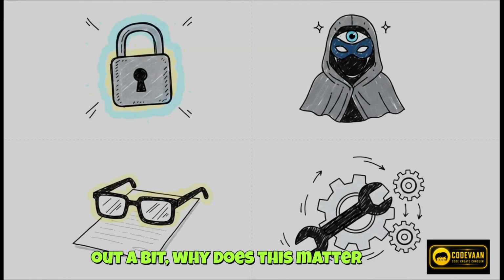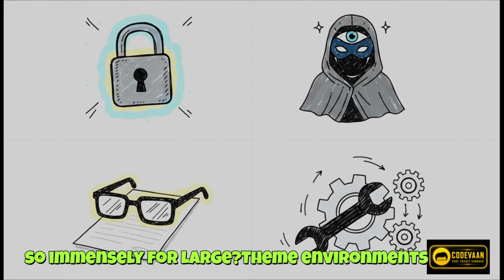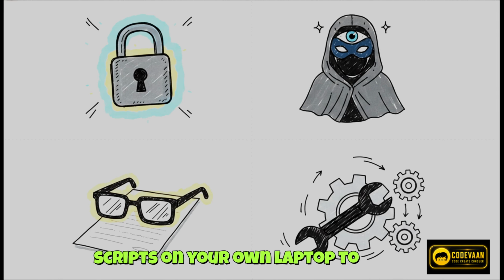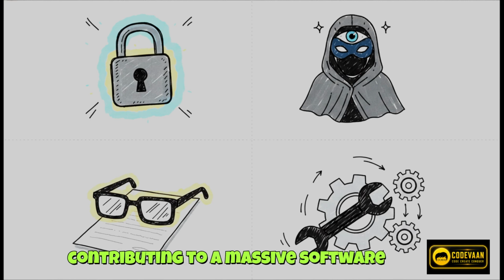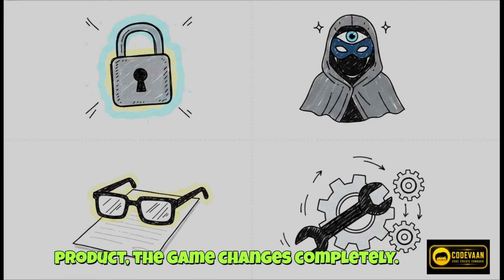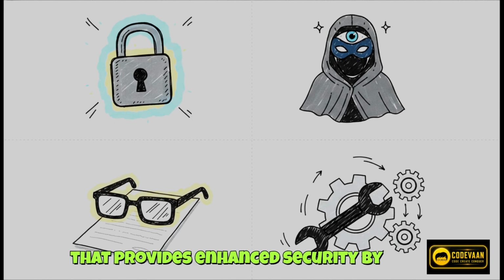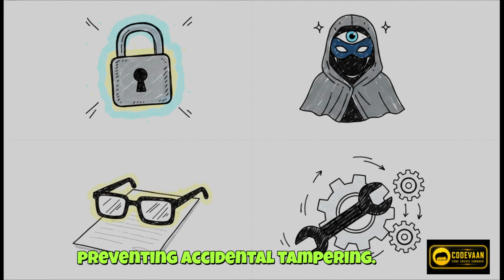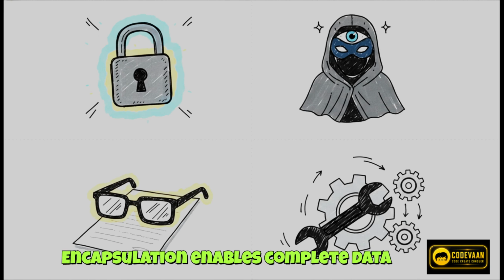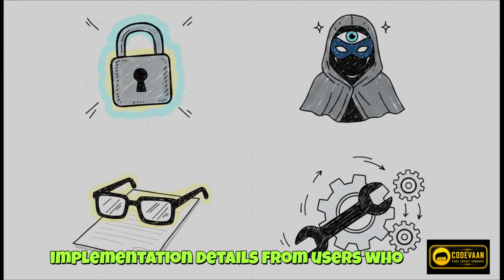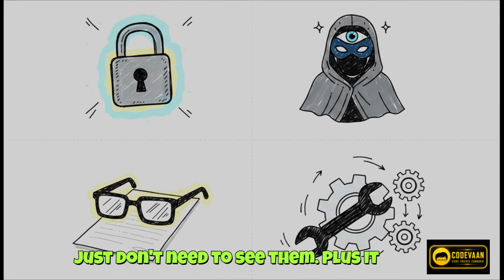So, zooming out a bit, why does this matter so immensely for large team environments? Look, when you move from writing small scripts on your own laptop to contributing to a massive software product, the game changes completely. Tech leads are looking for quality code that provides enhanced security by preventing accidental tampering. Encapsulation enables complete data hiding, which actually implements the concept of abstraction at the design level, meaning we're hiding complex implementation details from users who just don't need to see them.